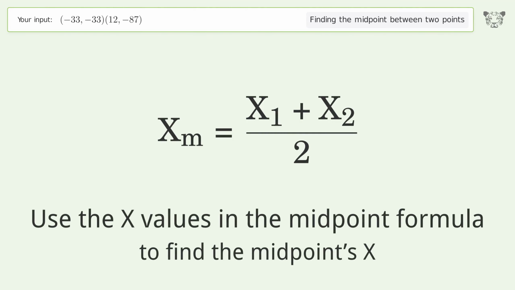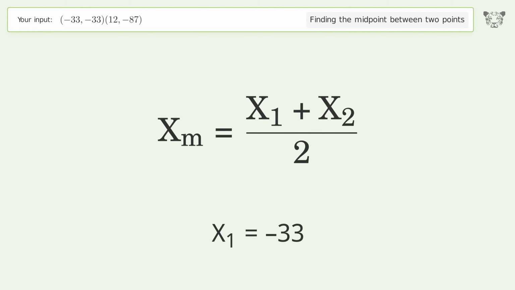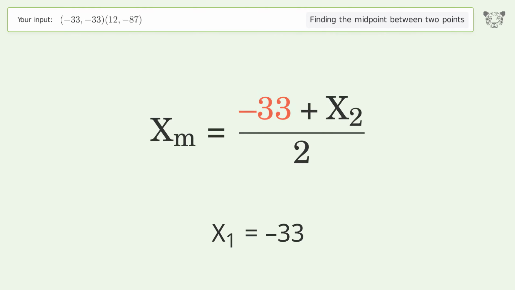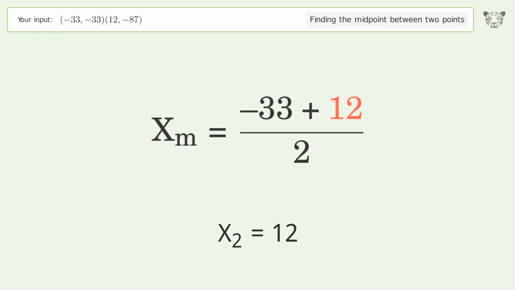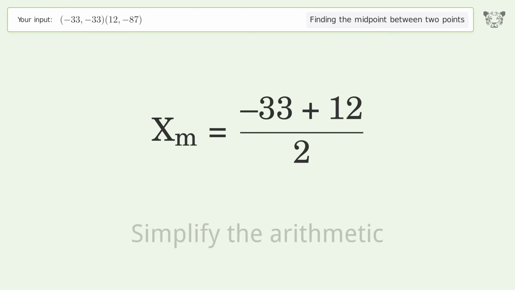Use the x values in the midpoint formula to find the midpoints x. x1 equals -33. x2 equals 12. Simplify the arithmetic.